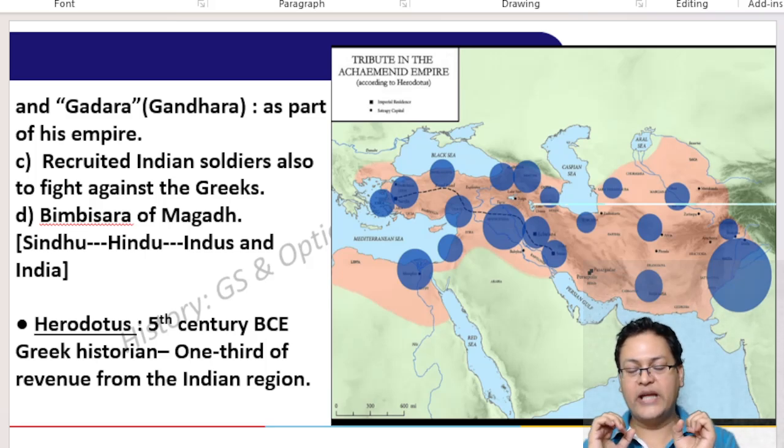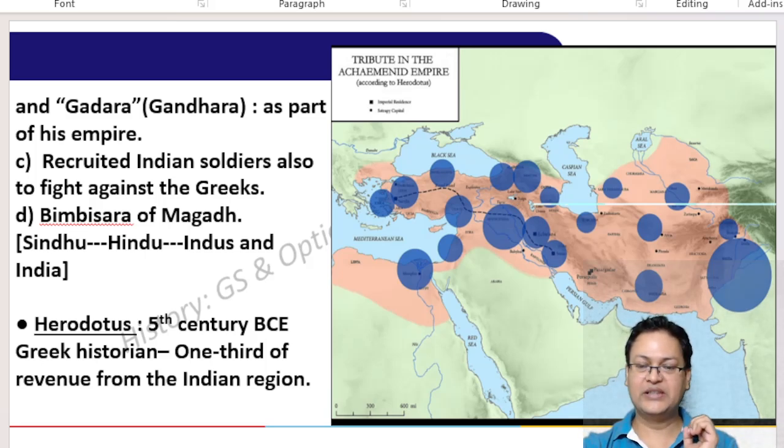So this ruler Darius conquered this entire region of northwestern India. You can see this bigger circle in the map. This shows that one-third of the entire revenue of the Achaemenid Empire came from this Indian satrapy. We'll discuss this shortly. What is the meaning of satrapy? Herodotus has informed us that the Indian satrapy gave around 33% of the total revenue collected to the Achaemenid Empire. And Darius recruited Indian soldiers also, especially to fight against the Greeks.